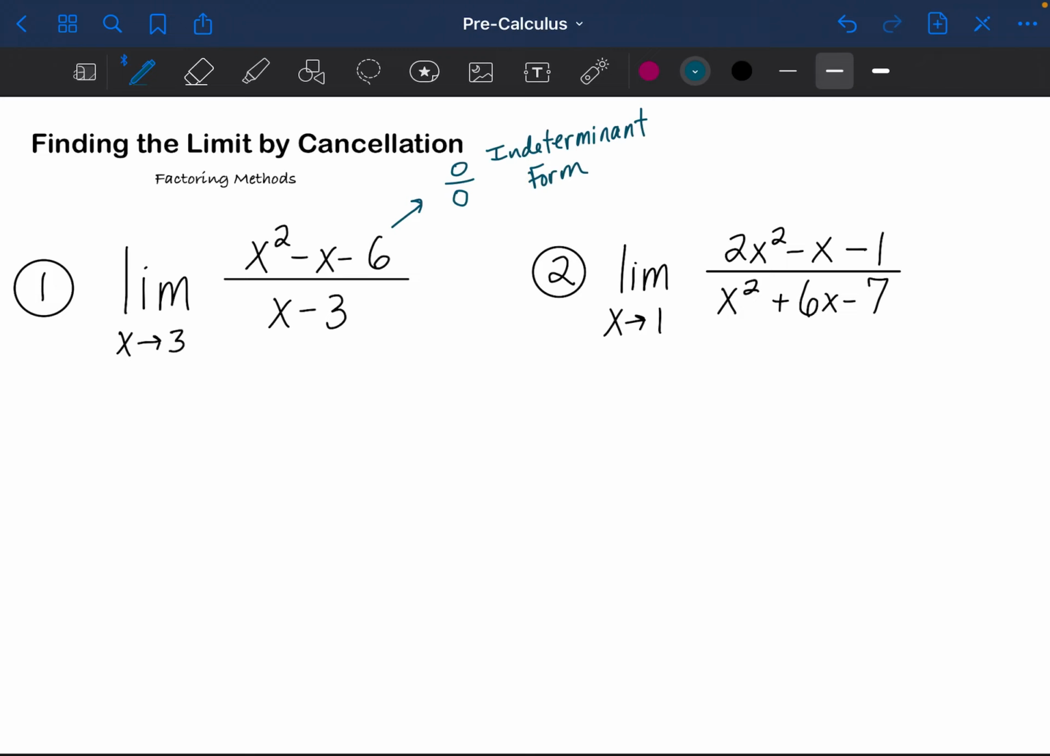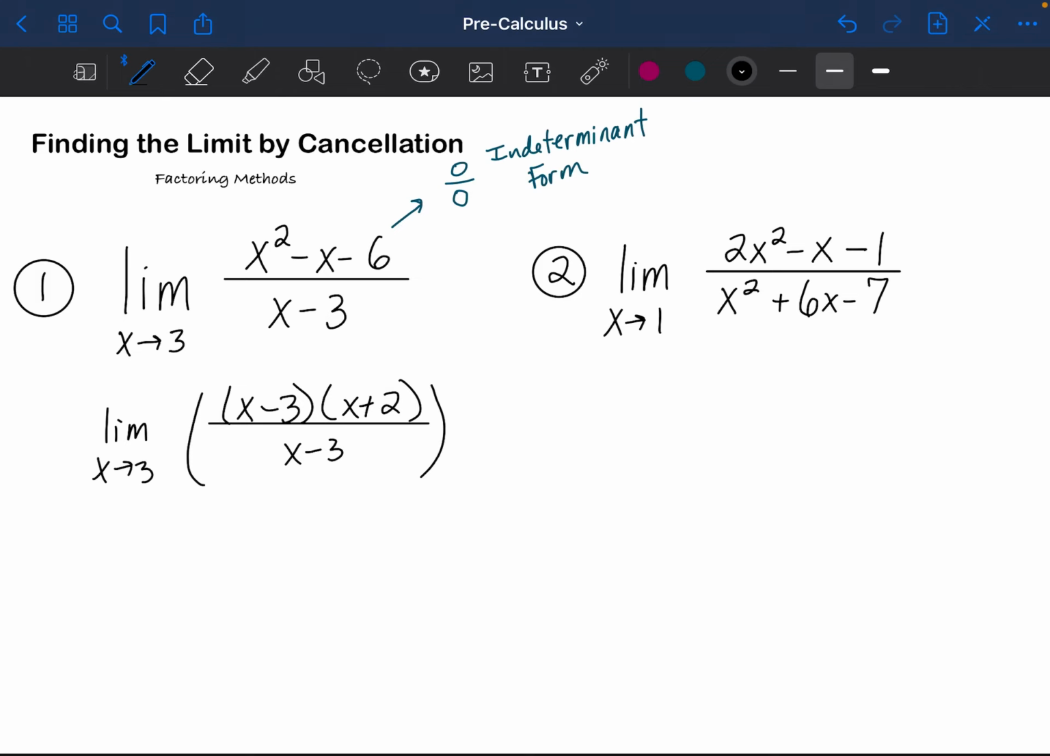And that is called an indeterminate form. So if you get an indeterminate form, if you get 0 over 0, you should definitely try some sort of cancellation before you move to maybe making a table. So looking at this one, this becomes the limit as x approaches 3 of x minus 3 times x plus 2, right? Multiplies to give me negative 6, adds to give me negative 1, and then over x minus 3.